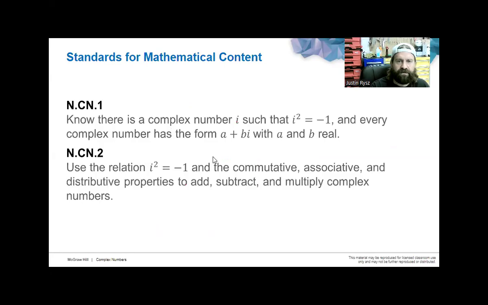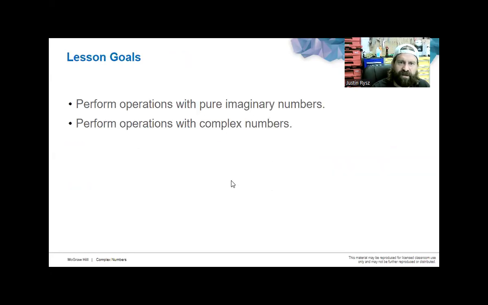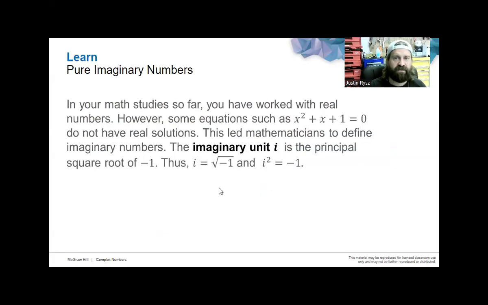Alrighty. So the goal here is we're going to be looking at complex numbers. Make sure we can deal with complex imaginary numbers and other operations here. So we've said this before, some equations don't have real solutions. Ones that do not cross the x-axis are going to have solutions that are not real.